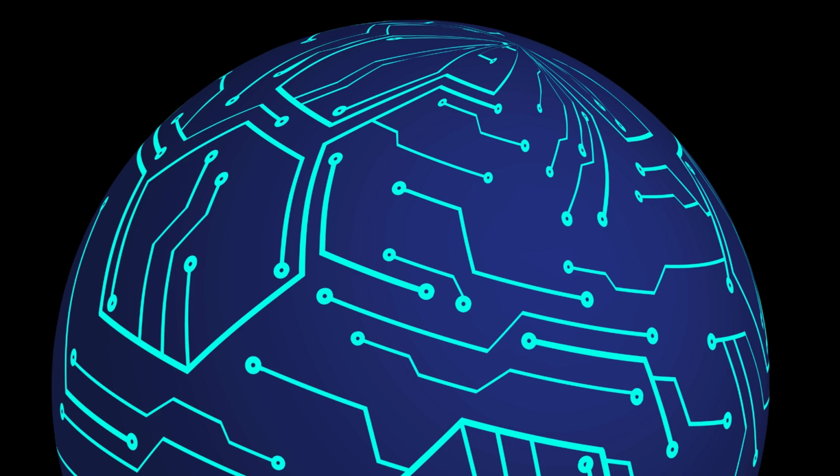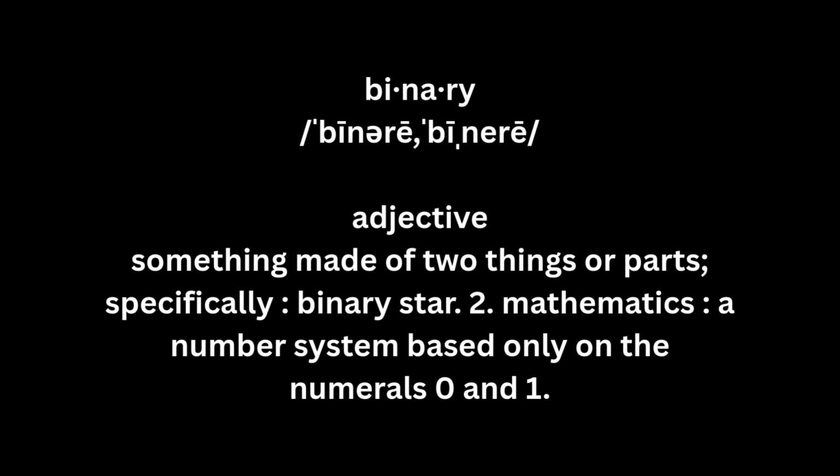So binary is a number system, just like the decimal one we use every day, except instead of using 10 digits, 0 through 9, it only uses 2 digits, 1 and 0. That's why it's called binary, bi meaning 2. Morse code, long and short sounds, and Braille, raised and flat dots, also use a binary system. But that's not what we're talking about today.